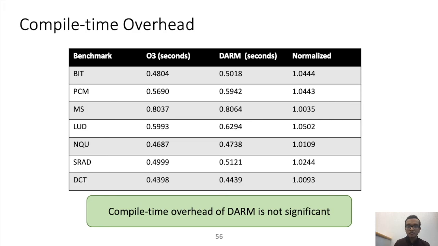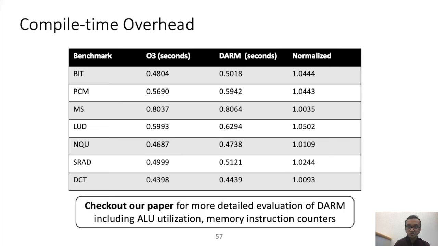This table shows the compile time overhead added by DARM. Compile time overhead is not significant for the benchmarks we evaluated on. DARM uses expensive instruction alignment algorithms to align instructions which can increase the compile time. However, DARM's instruction alignment happens at the basic block level. Most real-world programs do not contain basic blocks with a large number of instructions. Therefore, this overhead is manageable in most cases. We also profile the benchmarks using the ROCprof GPU profiler to collect various hardware statistics including ALU utilization and memory instruction counters. More details about these studies can be found in our paper.